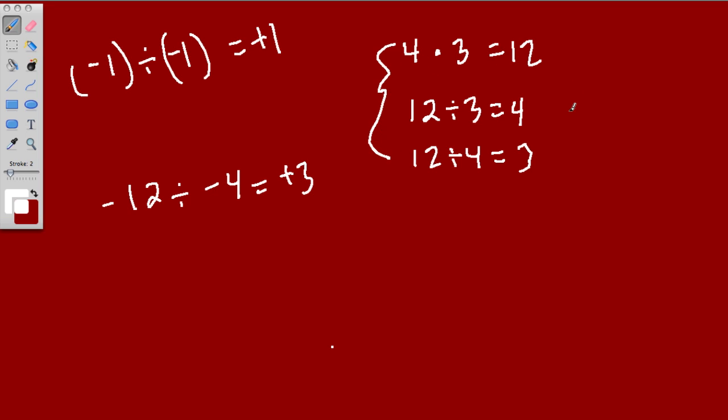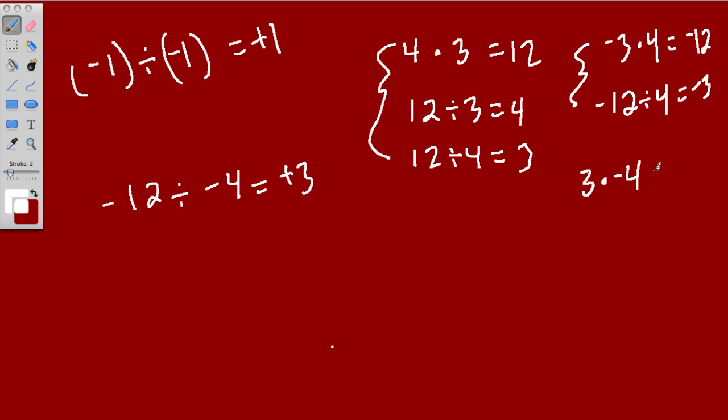So if I took, let's say, negative 3 and multiplied it by 4, I would get negative 12. So that means that negative 12 divided by positive 4 would give me negative 3. And that makes sense. Multiplication and division are inverse operations, they're related. Well, what about if I had 3 times negative 4? That needs to be a negative 12.